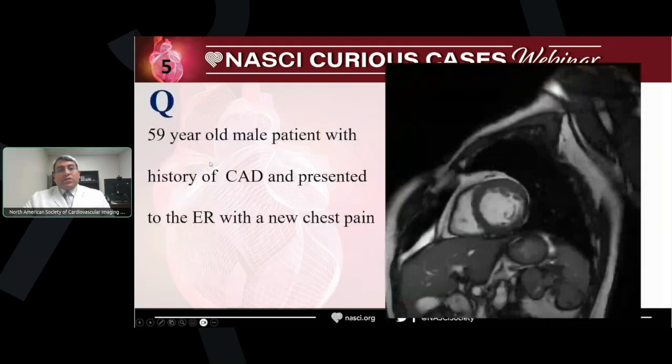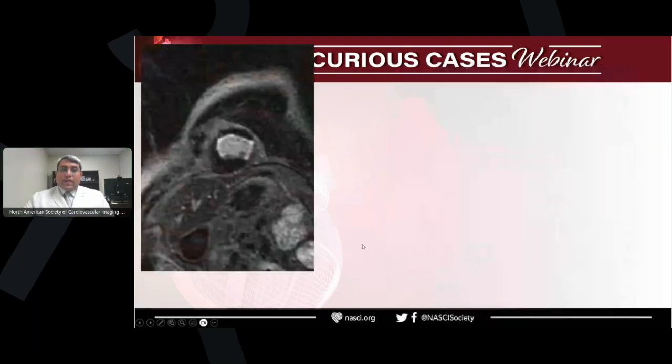59-year-old male, this is a companion case, patient with history of coronary artery disease, presented to the ER with new chest pain. And as you can see here, there is thinning along the lateral wall, but the rest of the myocardium has normal thickness. So this thinning, with the history of coronary artery disease, is probably a result of old myocardial infarction.